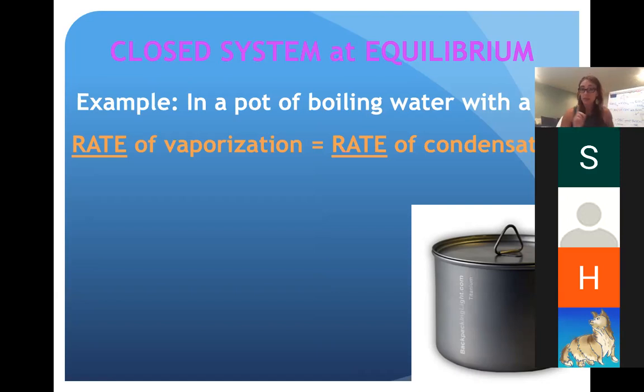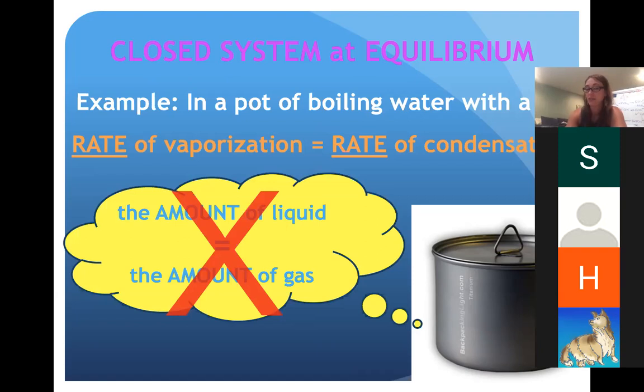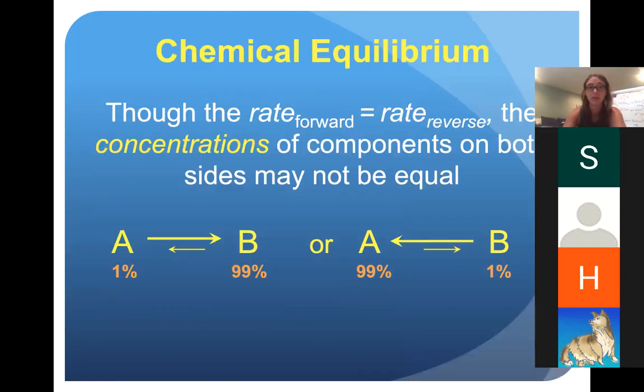Now, here's the biggest misconception that students have about equilibrium. Because it has this word equal, students always think you have equal amounts of reactant and product. No, it's not equal amounts of reactants and products. It means that the rate of vaporization in this case is equal to the rate of condensation. So the two rates are equal and opposite, okay? So we've just studied kinetics, so you guys understand reaction rates now, right? So it does not mean that the amount of liquid is equal to the amount of gas, simply that the rate of vaporization is equal to the rate of condensation, okay?